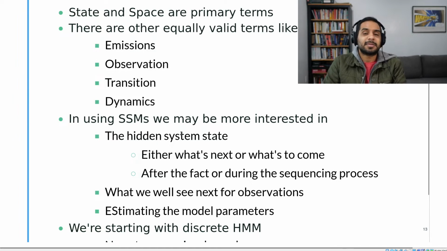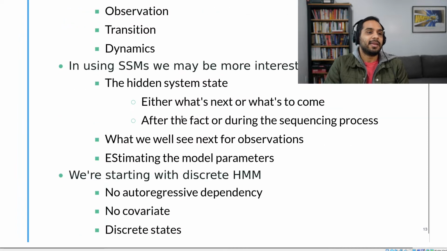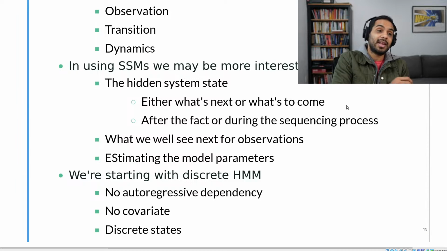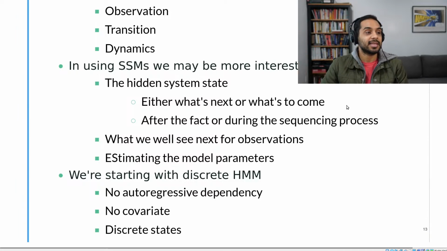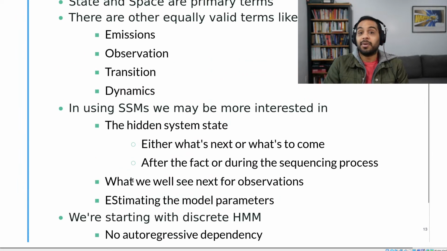In using state space models, we may be more interested in the hidden system state. We may be interested in what's next immediately or what's to come over a series of time steps. We may care after the fact, or during the sequencing process, what states we were in, not what states we are going to end up with next. We may want to estimate model parameters. We may want to estimate what's next for observations. All of these are ways we can use state space models. All of these are things we're going to explore over the next book club.